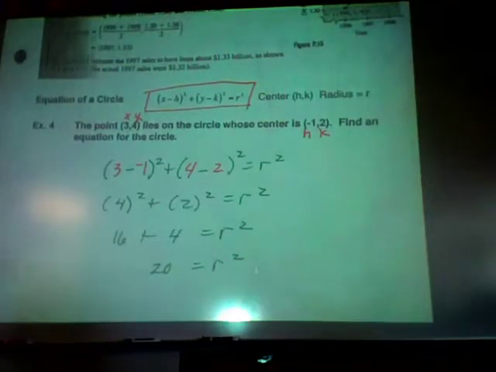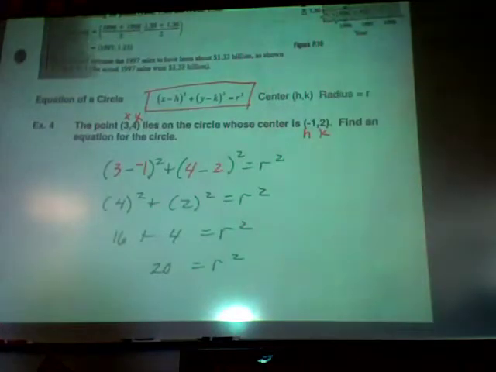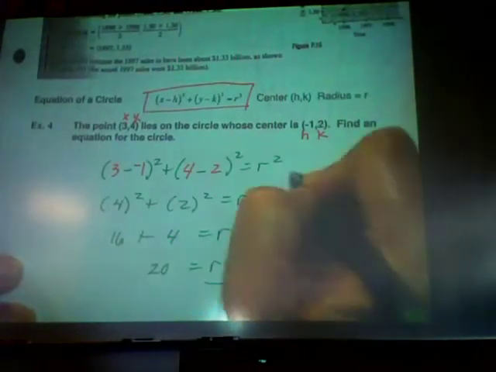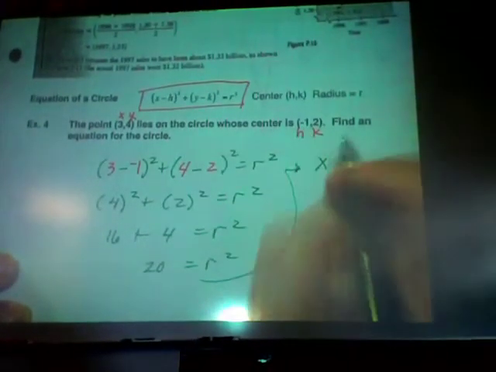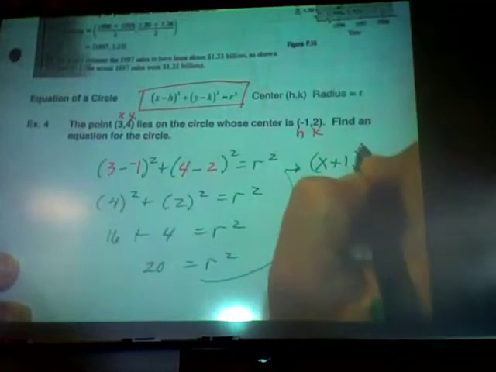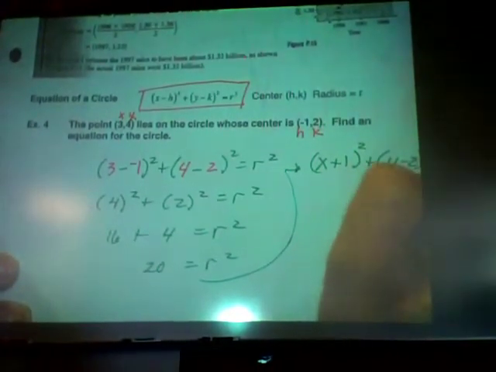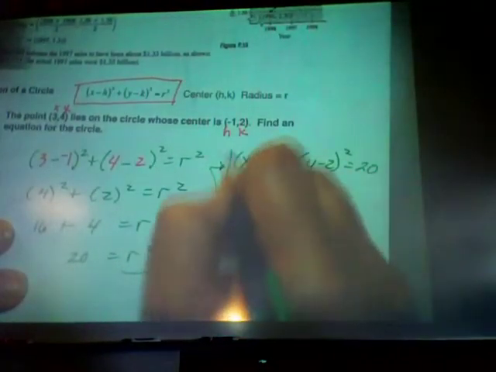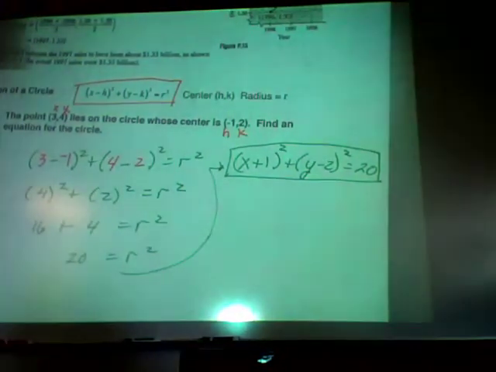Now you really don't need to find R, do you? Because can't you just substitute 20 in for R squared? So then to write your equation, we're going to write it as X, and instead of minus a -1, we're going to do plus 1 squared plus Y minus 2 squared equals 20. Done.